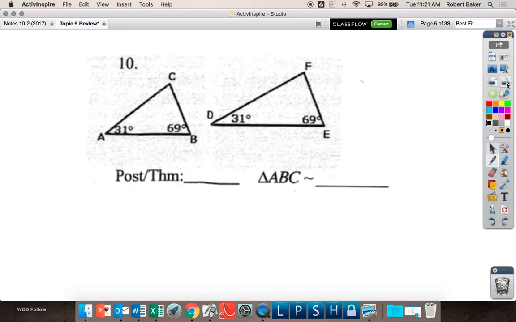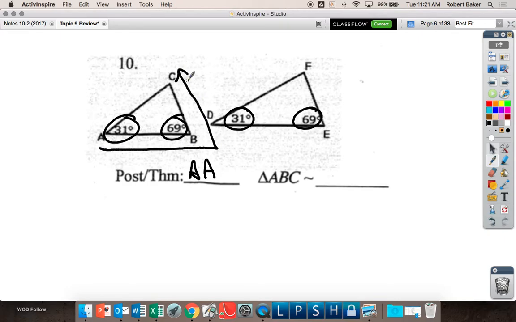Maybe Wheel of Death, here we go. In this scenario, what shortcut proves similarity? And then write a similarity statement. Angle, because I have 2 pairs of congruent angles. This is the angle shortcut. They named it triangle ABC.